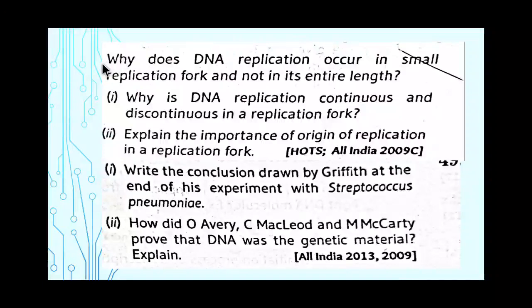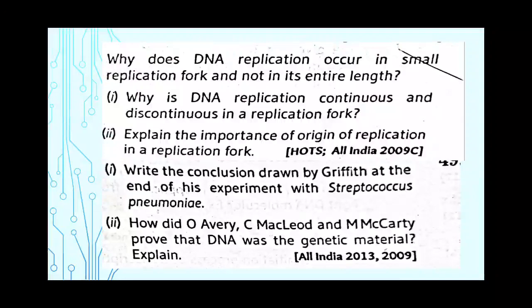So why? Because the DNA molecule is very long, so two strands cannot be separated in its entire length, and as it requires very high energy also, the replication occurs within a small opening of the helix, that is called a replication fork. Now the next question is, why is DNA replication continuous and discontinuous in a replication fork?